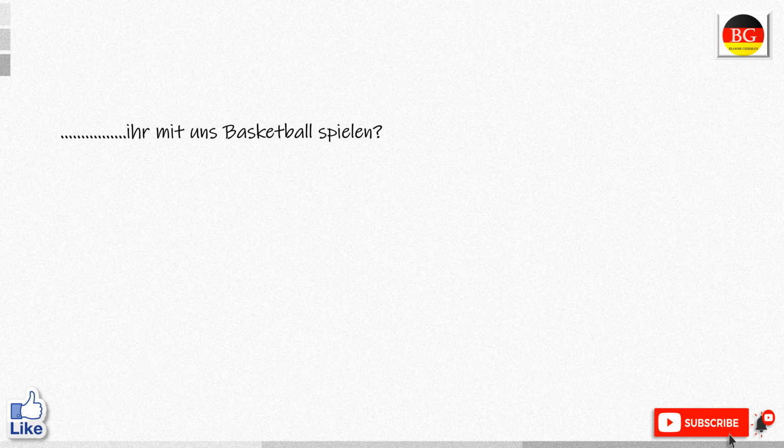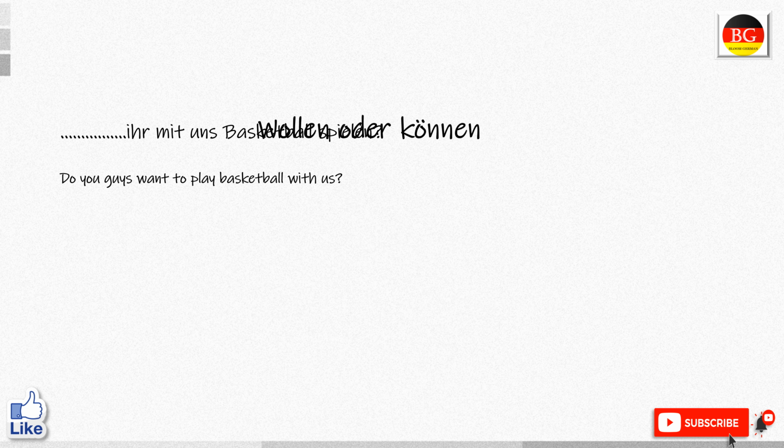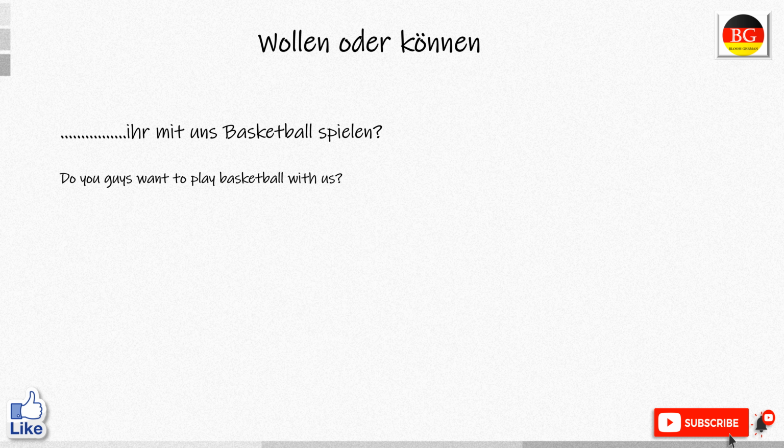Question is, ihr mit uns Basketball spielen. Do you guys want to play basketball with us? Which modal verb comes here? Wollen oder können? Ja, richtig. The answer is wollt ihr mit uns Basketball spielen.